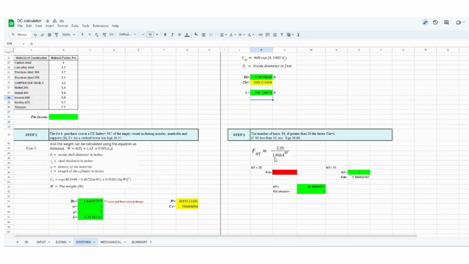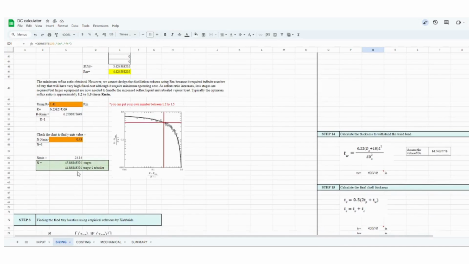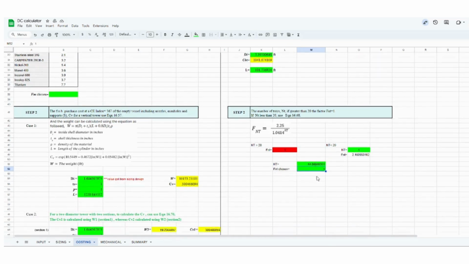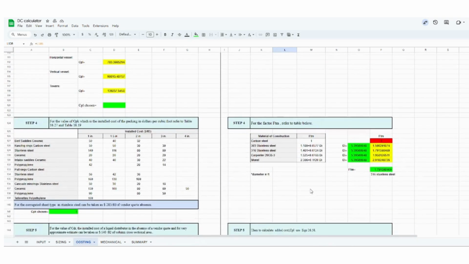And step 2, we'll need to find the number of trays, and the factor depends on the number of trays, which we can also get from the sizing part, which is here. And since the number of trays is more than 20, the factor is equal to 1. This is a fixed value when it is more than 20. And next step, we have to find the type of trays, which is bubble cap, so the factor is 1.87.